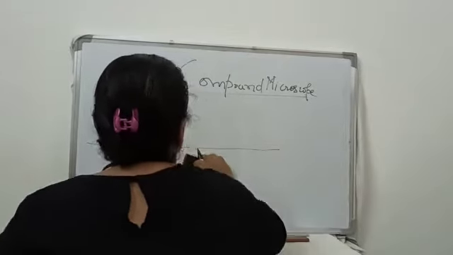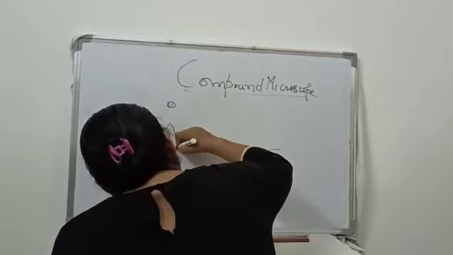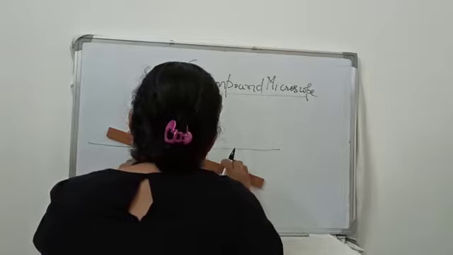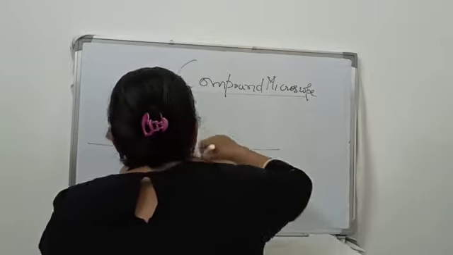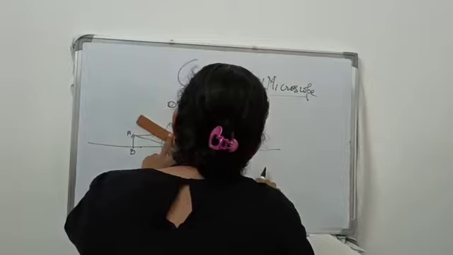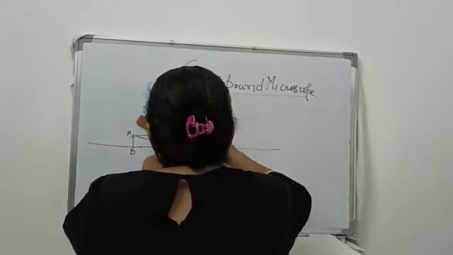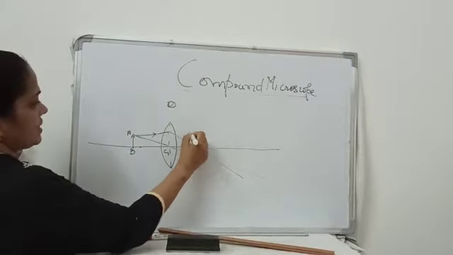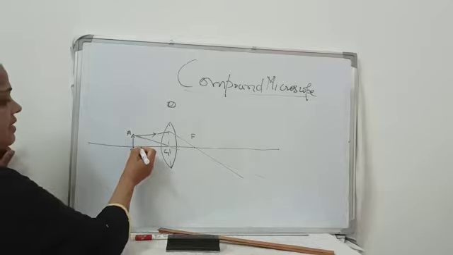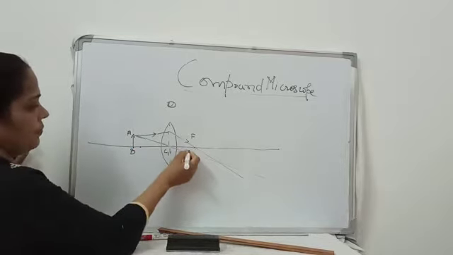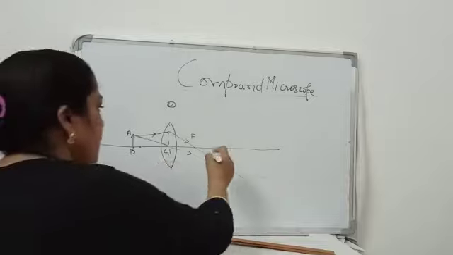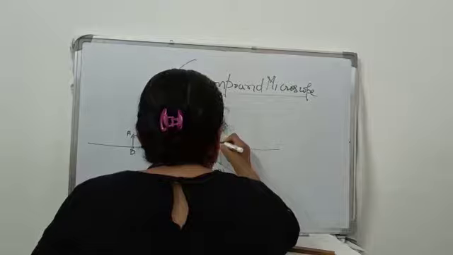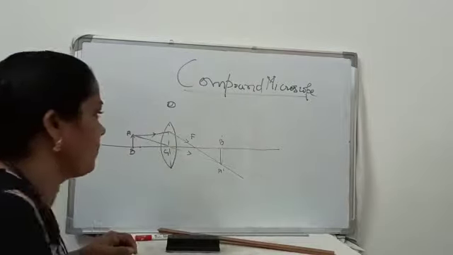So this is the light which goes through the optic center and it goes without much deviation. Another ray of light passing through the principal focus. So this is the focus, second focus of this convex lens. This is the first focus on the left side. So you get a slightly enlarged image of the object and I name it as A dash B dash.